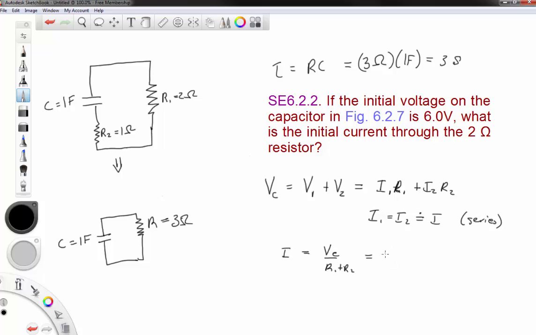And in this case, we're talking initial current, so we can in fact use a subscript I for initial, and the equation is otherwise unchanged. 6.0 volts divided by 3 ohms, because it's 2 ohms plus 1 ohm. And so that gives us 2 volts per ohm, or 2 amps. So that's what our initial current is through each of the 2 resistors, and total through the resistors.